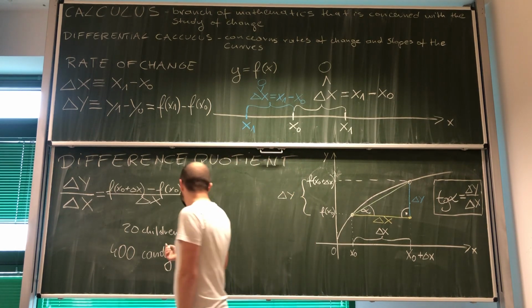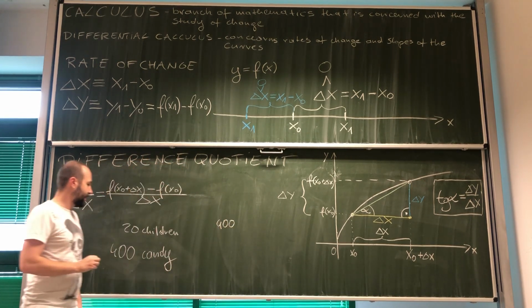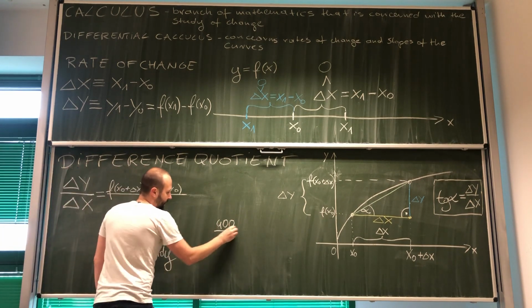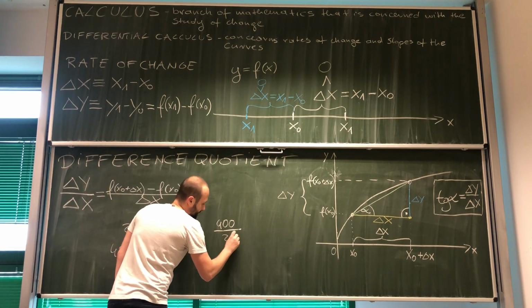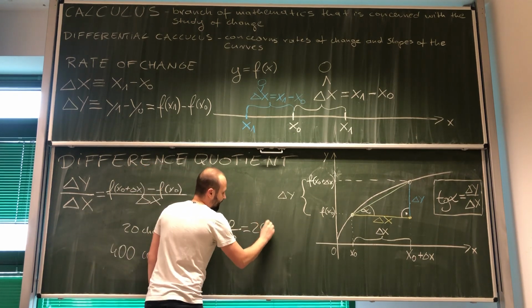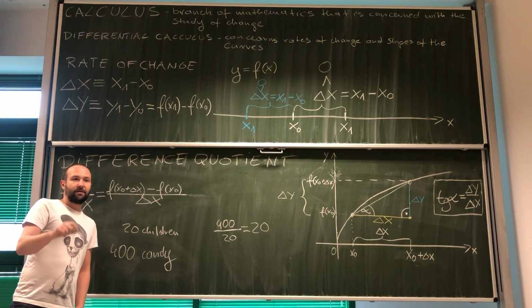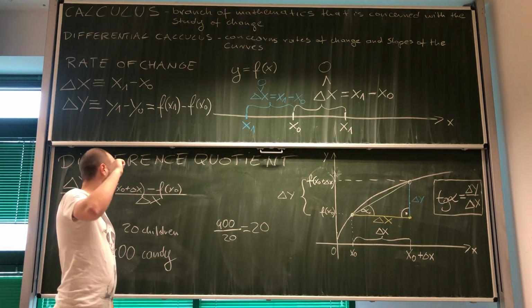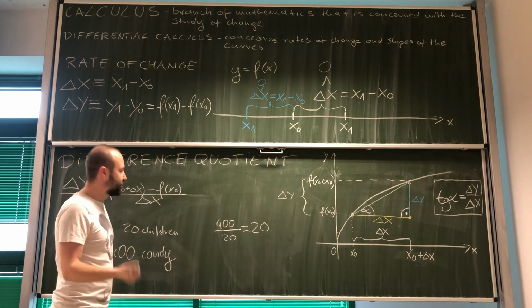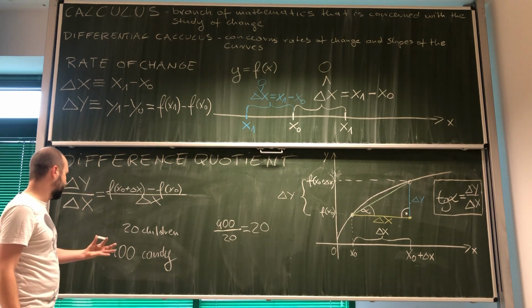Well, it's quite easy to calculate, right? We take the 400 pieces of candy, and we divide it by 20 children. And now we get that this is 20. Each child should get 20 pieces of candy. So on average, we can say each of the children brought 20 pieces of candy. This is the entire idea of the average value.